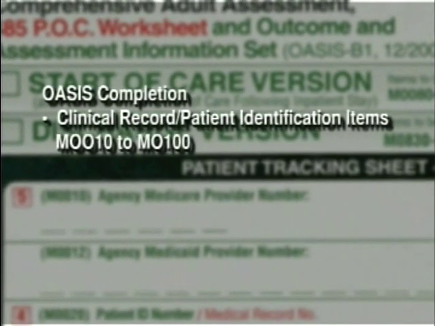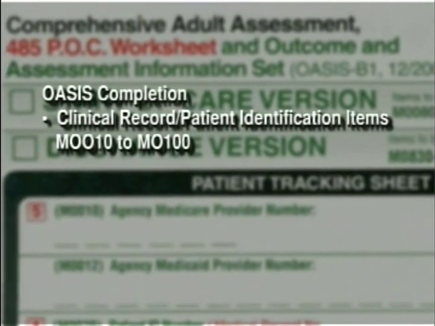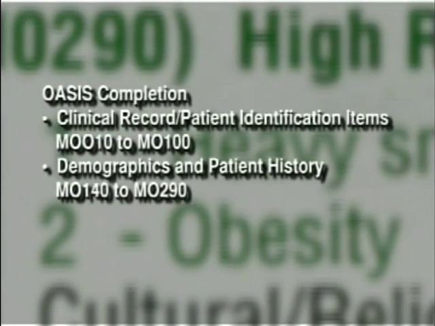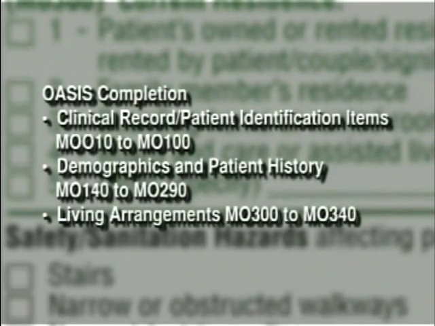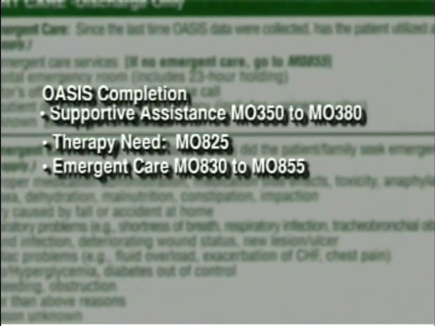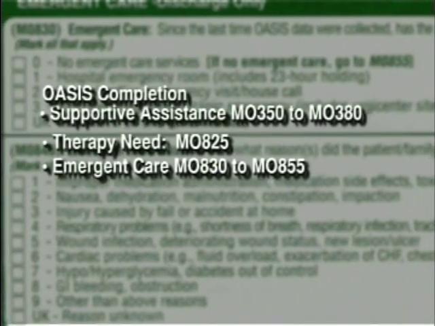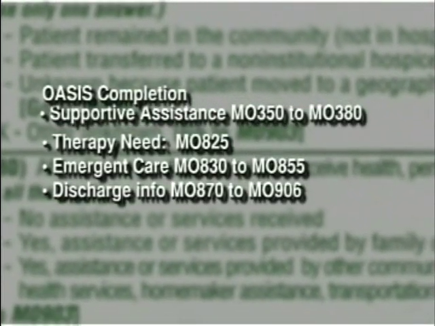Other OASIS items collected prior to or during the visit, not specific to physical assessment, are clinical record items and patient identification items, M0010 to M0100, demographics and patient history, M0140 to M0290, living arrangements, M0300 to M0340, supportive assistance, M0350 to M0380, therapy need, M0825, emergent care, M0830 to M0855, and discharge disposition information, M0870 to M0906.